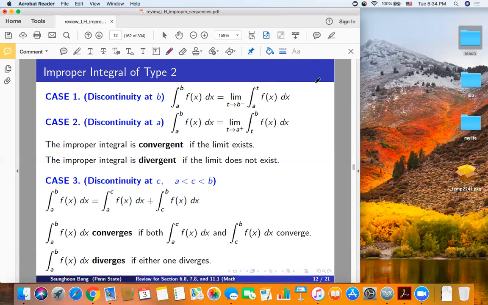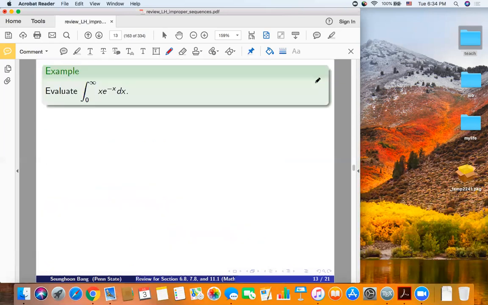So you can try to solve some problems together. Here. So I can do that. First, you can change it. It's like infinity. You can replace infinity by t.